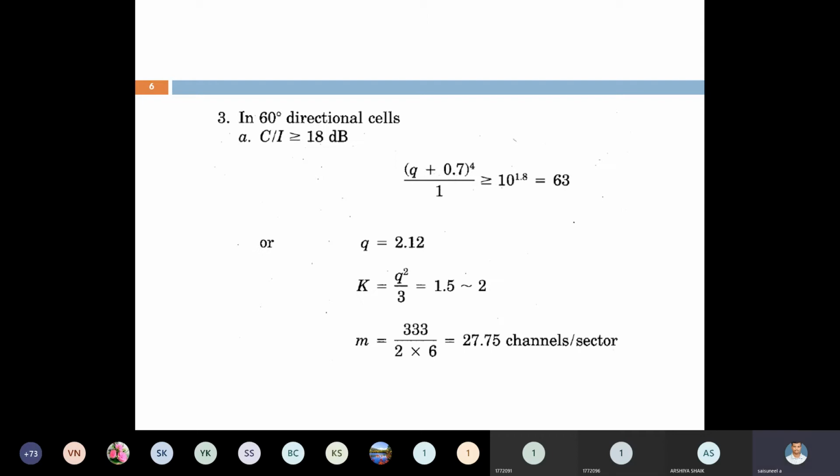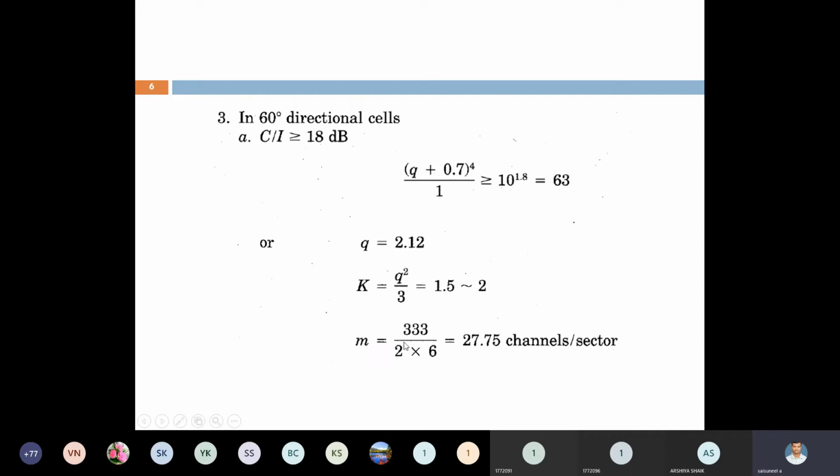In the third example, we are now taking 60-degree sectoring, that is, 60-degree sectoring of directional cells. Here we apply C by I greater than or equal to 18 dB. They are given D plus 0.7 R, only single interference cells. That's why Q plus 0.7 power 4 divided by only single interference cells. Then finally the Q value is equal to 2.12, K approximately equal to 2, M equal to 27.75 channels per sector.